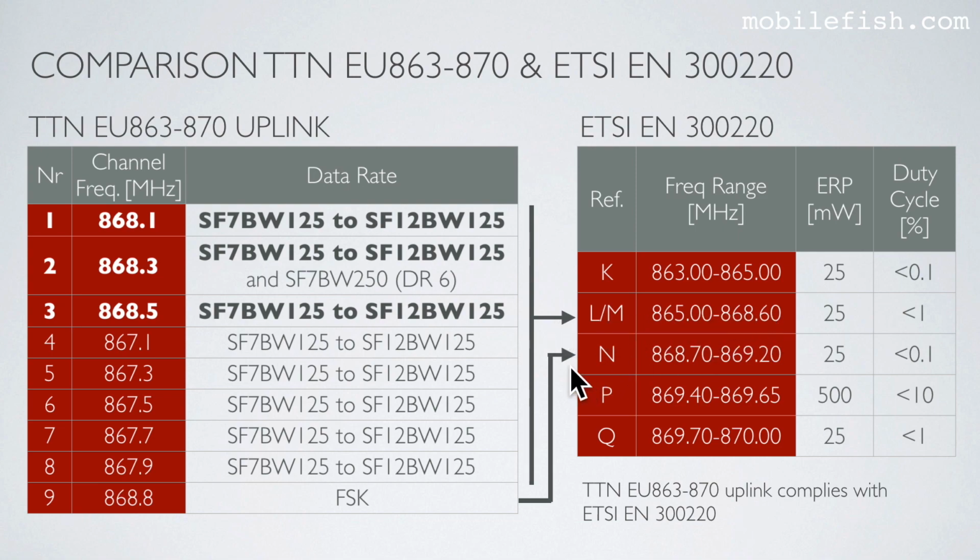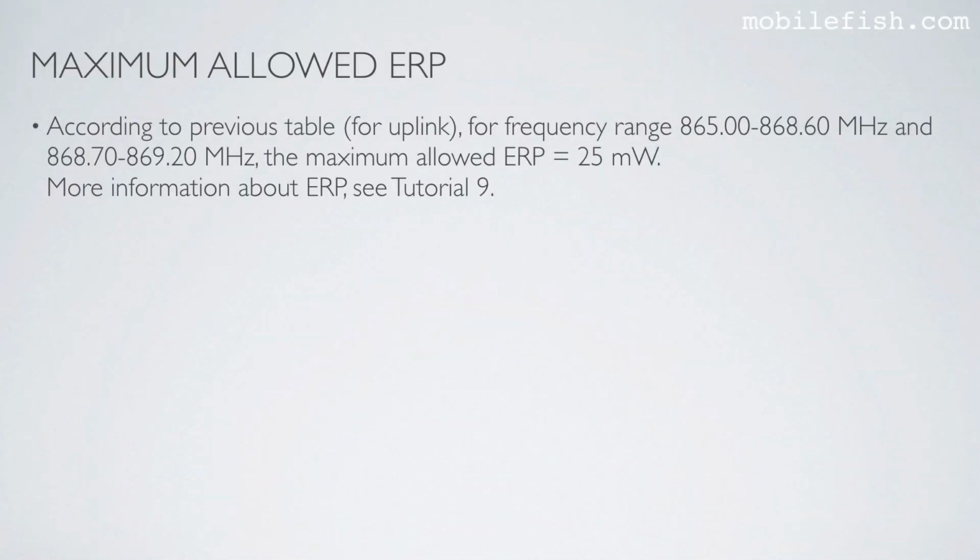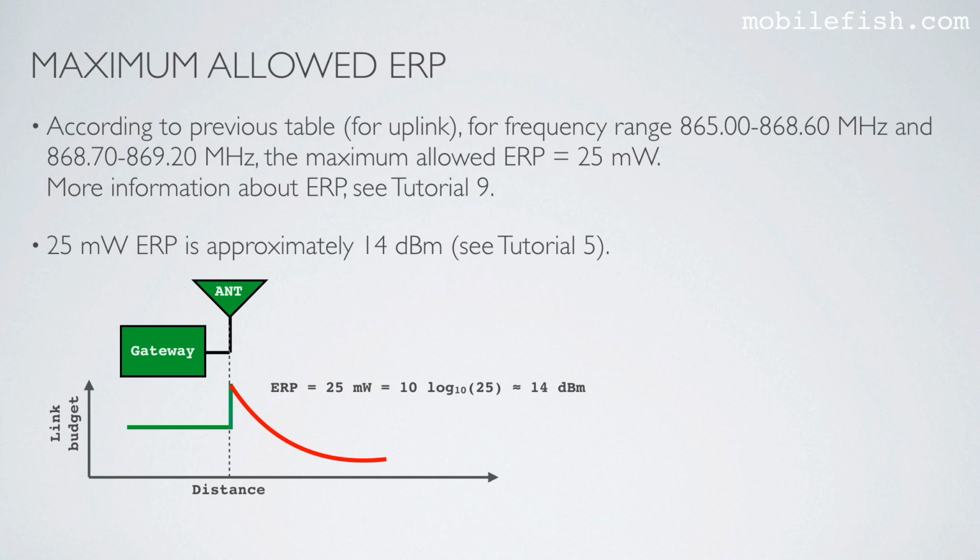Within this frequency range and this frequency range, the ERP is 25 milliwatts, as you can see over here. According to the previous table for uplink, for frequency range 865 to 868.6 MHz and 868.7 to 869.20 MHz, the maximum allowed ERP is 25 milliwatts. For more information about ERP, see tutorial 9. So 25 milliwatt ERP is approximately 14 dBm. For more information, see tutorial 5.